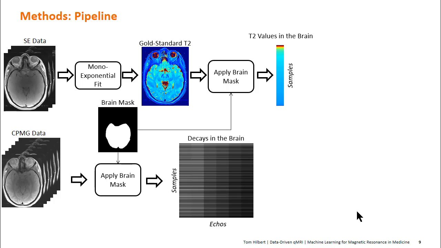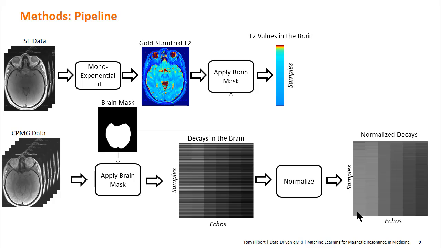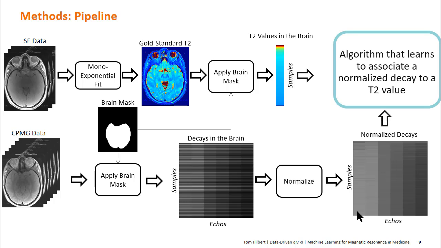So you basically get a matrix with exactly the same samples as in the vector of the gold standard values, but also your decay, so you have your echoes in the rows of your matrix. And then we normalize this data to account for proton density effects. And now you have a very simple, typical machine learning problem where you have a set of decays in your matrix and you have a target value, your gold standard T2 value. So you can use shallow machine learning approaches to learn this association.